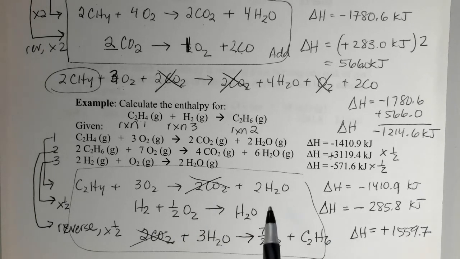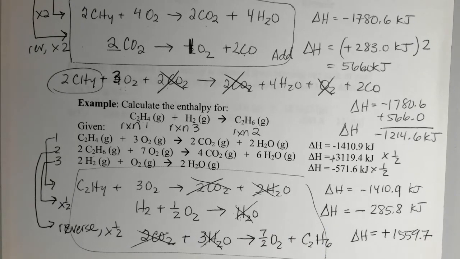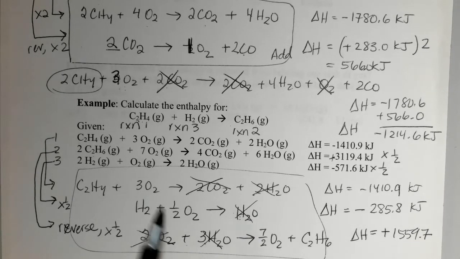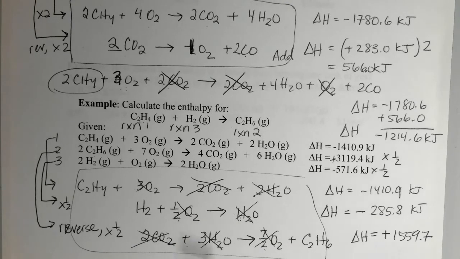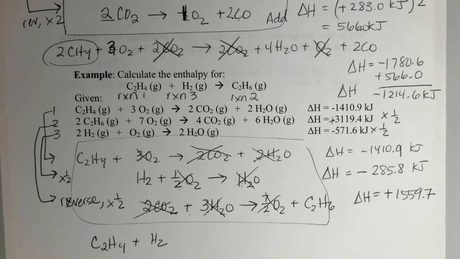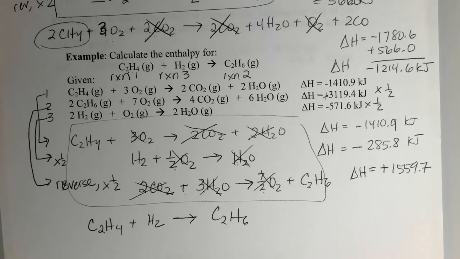When I look at water, I've got 2 plus 1, so 3 on the product side, plus another 3 on the reactant side. So 3 and 3 cancel out. With the oxygen, I have 3.5 oxygens, which matches the 3.5 on the product side. So 3.5 oxygens on both sides goes away. And then what do I have left? I have the ethene reacting with hydrogen to make the ethane. So I have my target equation.